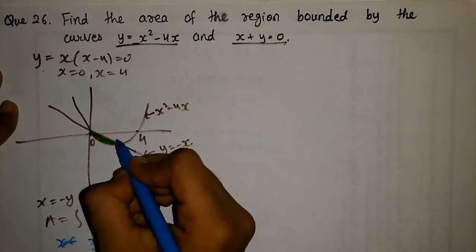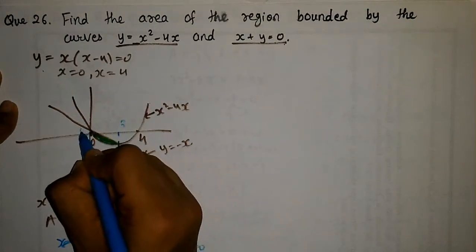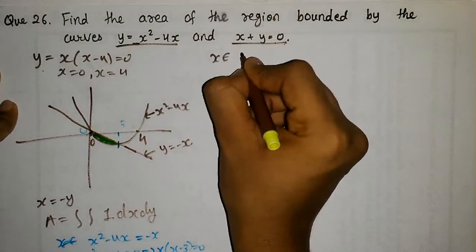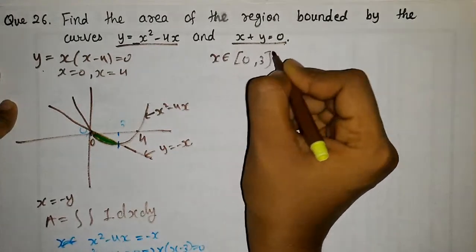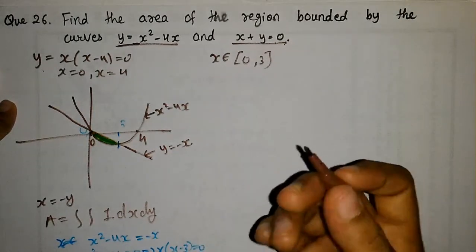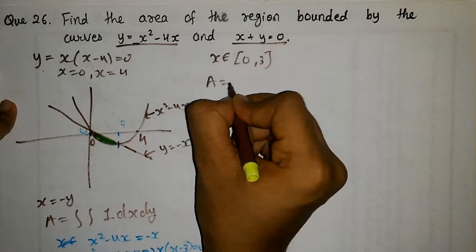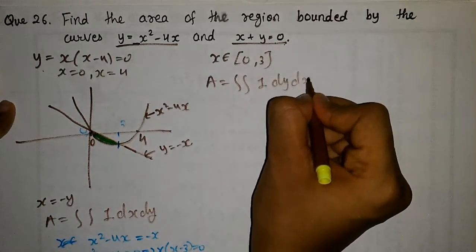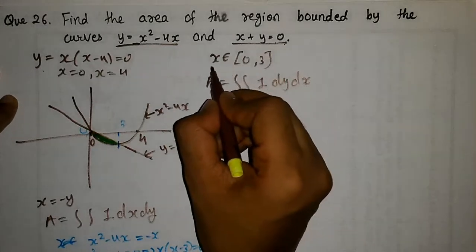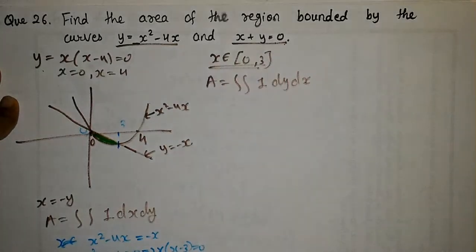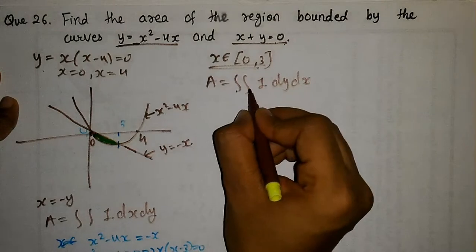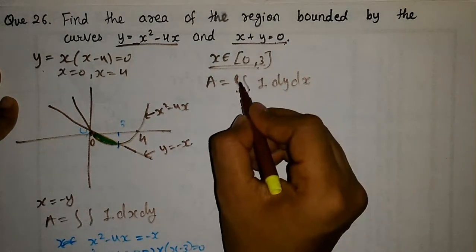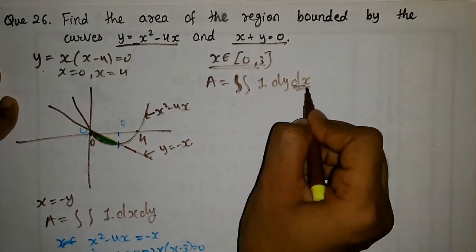So this point is 3 and this point is 0. So x belongs to 0 to 3. Now we know the limit of x. So we will take the double integral of 1 into dy dx. Why did we take this? Because we have found the constant limit, and in double integration we always take the constant limit outside. So we have taken the constant term outside.